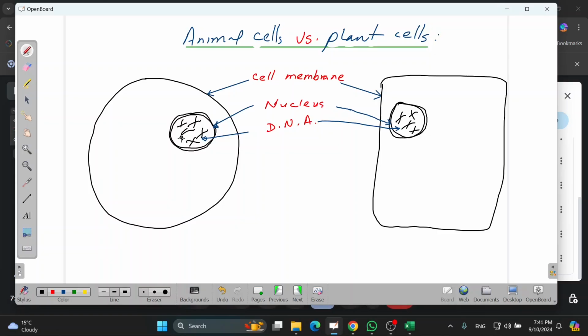Right. What else is in common? Well, let me tell you. Here there is kind of a jelly-like substance inside the cells, right? Kind of a jelly material.